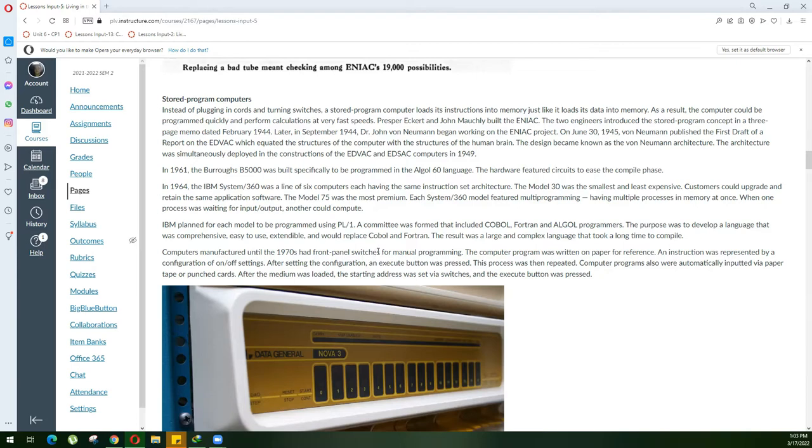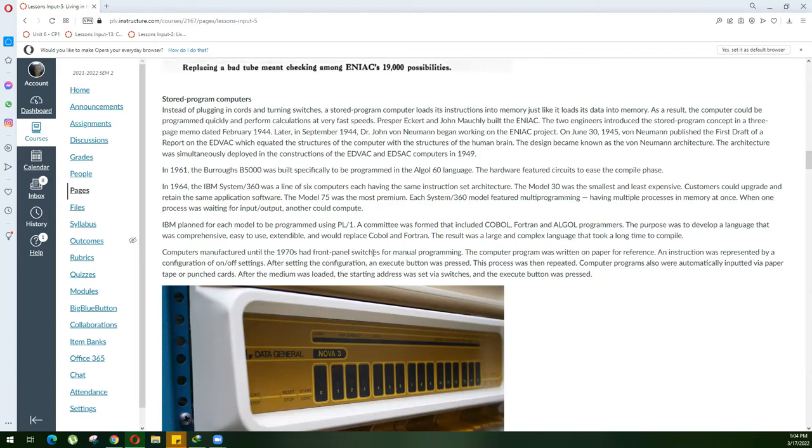IBM planned for each model to be programmed using PL/1. A committee was formed that included COBOL, Fortran, and ALGOL programmers. The purpose was to develop a language that was comprehensive, easy to use, extendable, and would replace COBOL and Fortran. The result was a large and complex language that took a long time to compile.